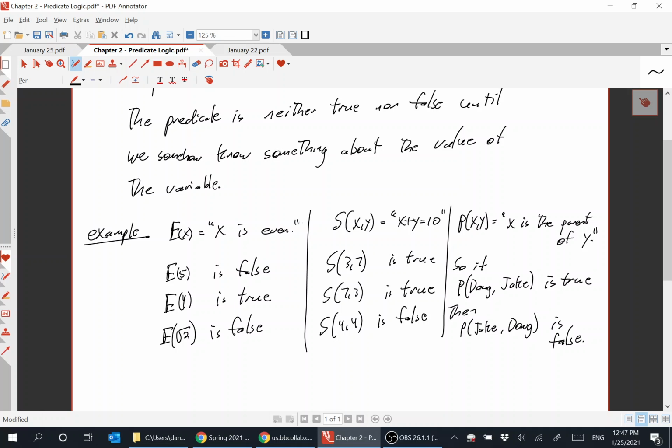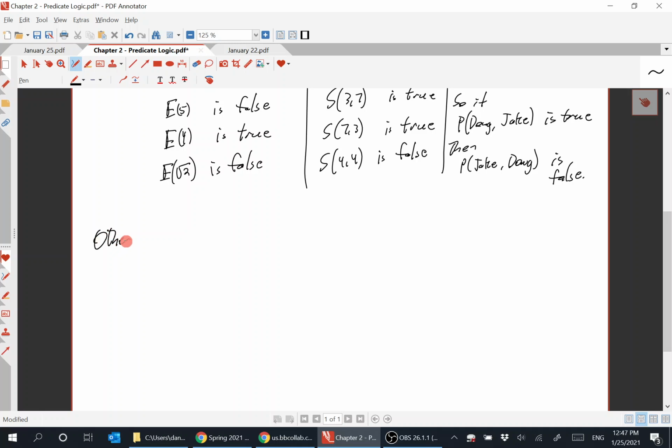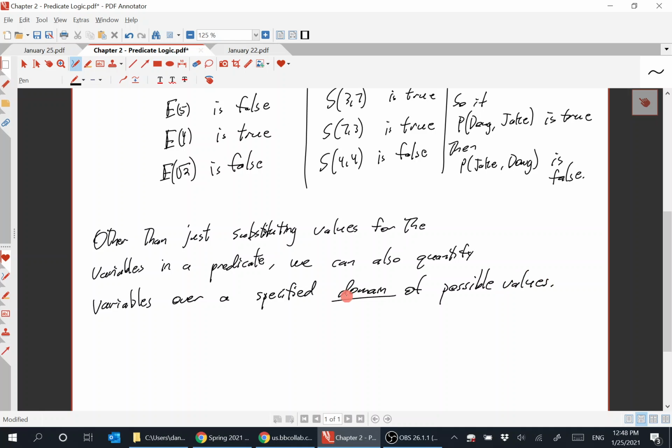All right. So other than just substituting in values for the variables in a predicate, we can also quantify variables over a specified domain, domain D, of possible values.